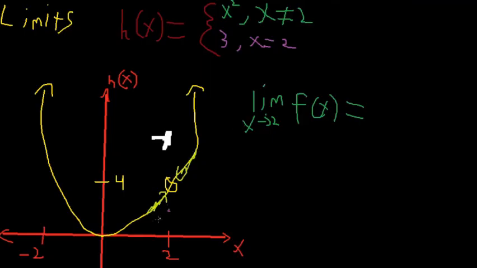If we went to x equals 1.9, it would be about 3.8 or 3.9, going closer toward that value. And if we did 2.1, it would be about 4.1, slowly getting closer and closer to 4. So from both sides, it is approaching 4. So the limit as x approaches 2 of h of x is 4. It's a lot to understand, but we'll dive more into it in further videos.